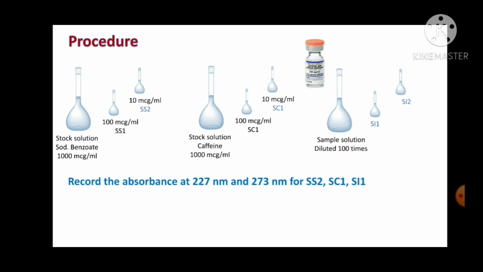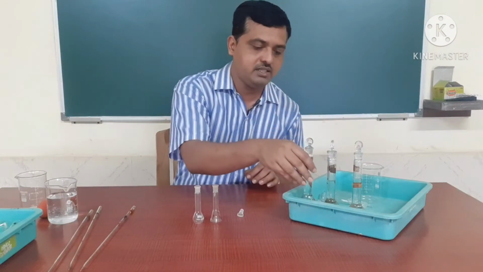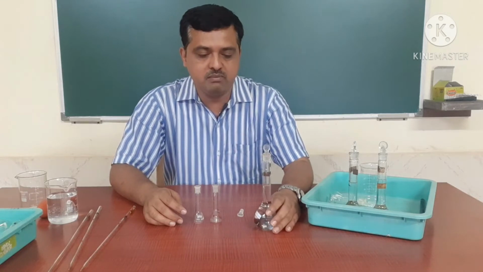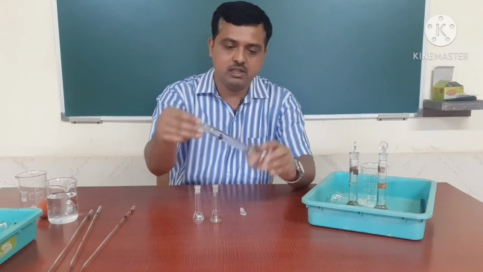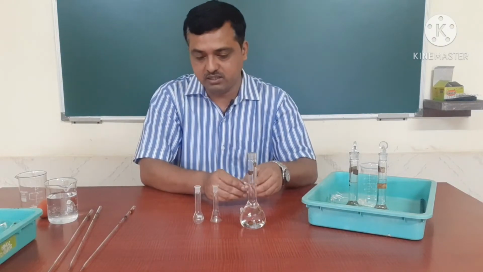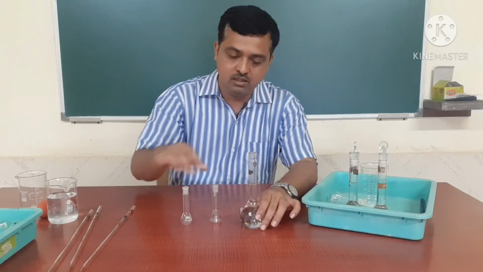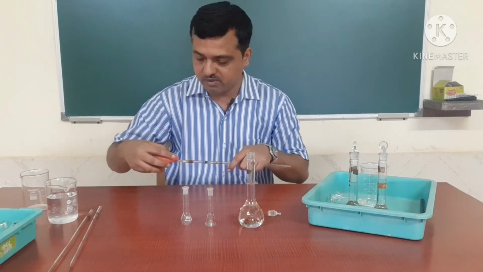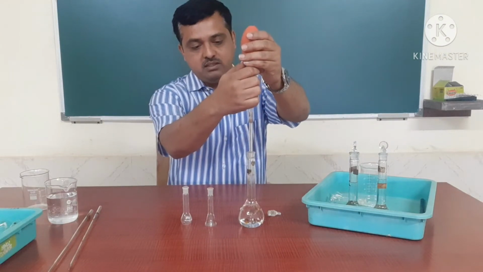Now let's go to the lab and understand the dilutions. We have the reference standard of sodium benzoate, and we have prepared the stock solution of this sodium benzoate, that is 1 mg per ml. We will mix this, and from this we have to make two dilutions. We are going to pipette out 1 ml from this into a 10 ml volumetric flask. I have taken the 2 ml pipette, and we are going to pipette out 1 ml.